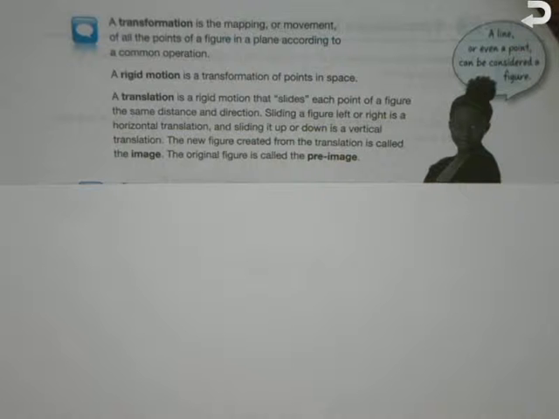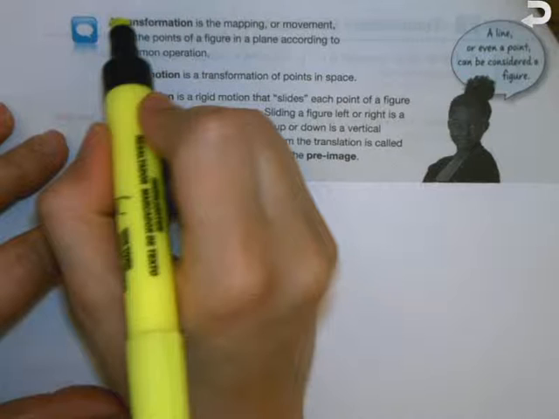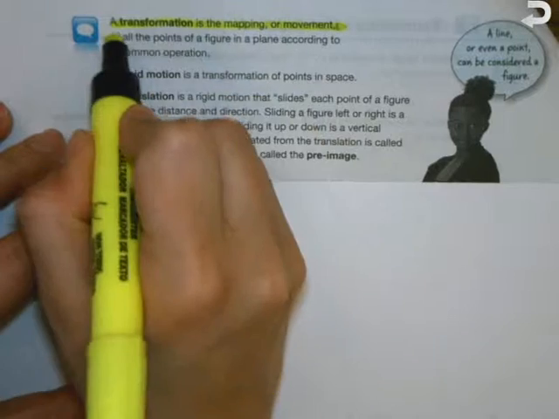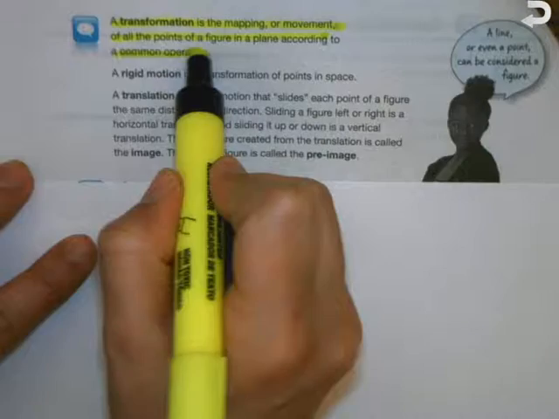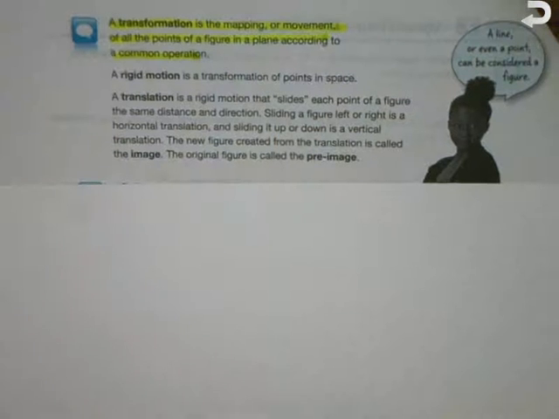Okay, so we've talked about transformations a little bit in chapter, oh my gosh, you guys even remember? It was like chapter 5? 3 or 5, I can't remember. The official definition is the mapping or movement of all points of a figure in a plane according to a common operation. Meaning we take every single point on the line and we add 5. And then the whole thing moves up 5. Okay, so that's a transformation. We're moving the object around.